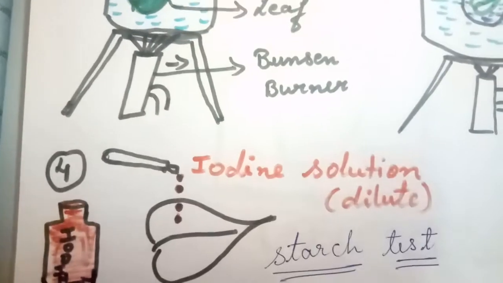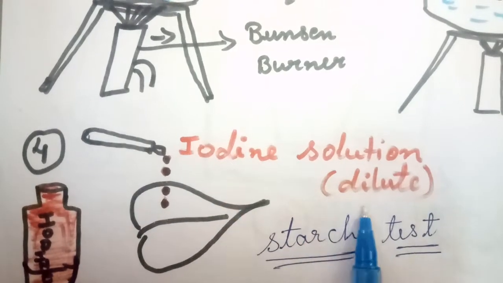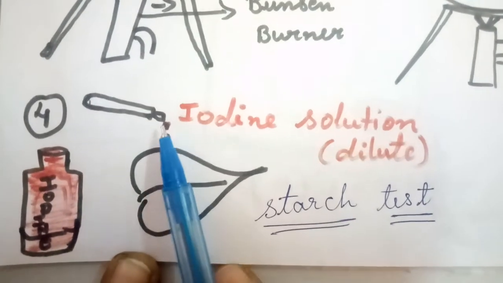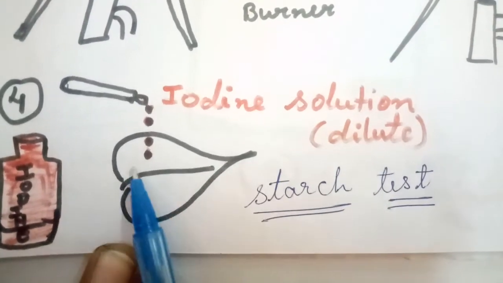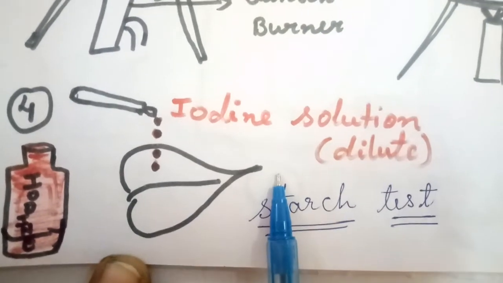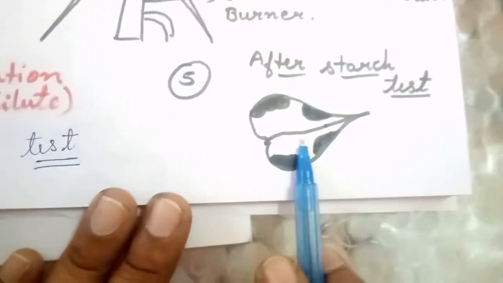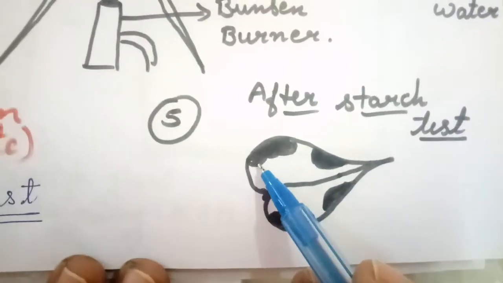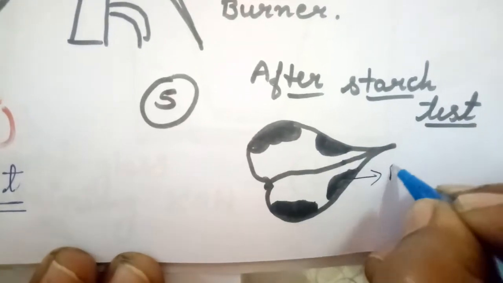For the starch test we require one more material, that is called the iodine solution. Okay, dilute iodine solution. For the starch test, what you do is you just pour 1 or 2 drops of iodine solution on this leaf, or apply the iodine solution on the leaf, and leave that solution for a few minutes and observe what happens. And after a few minutes, this is what you will see on the leaf. Okay, you will see the bluish black color.